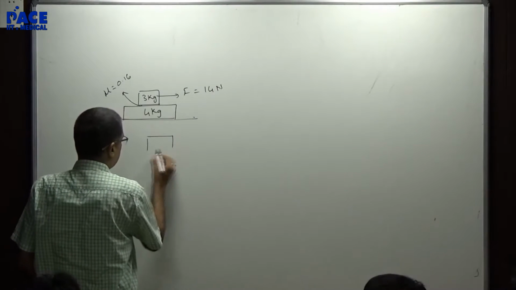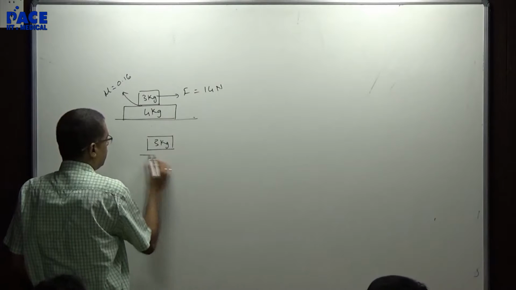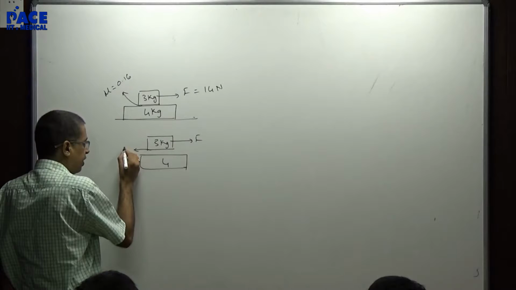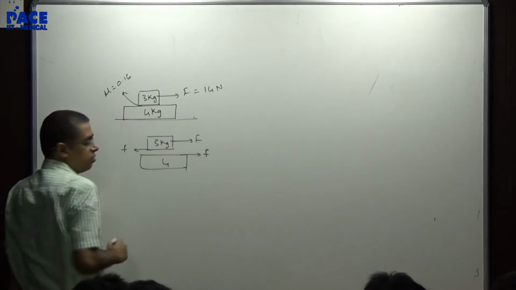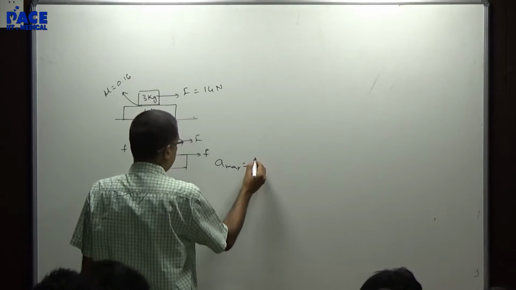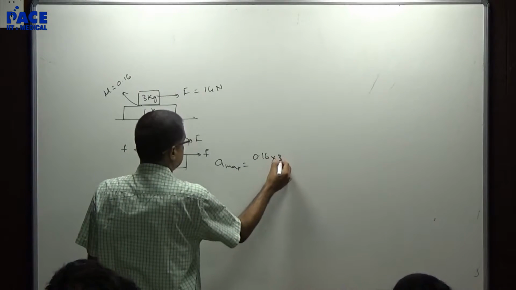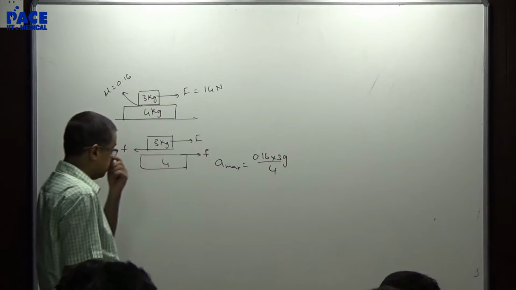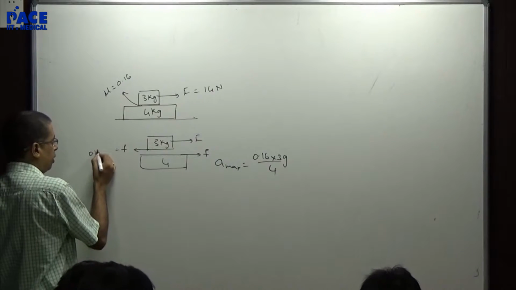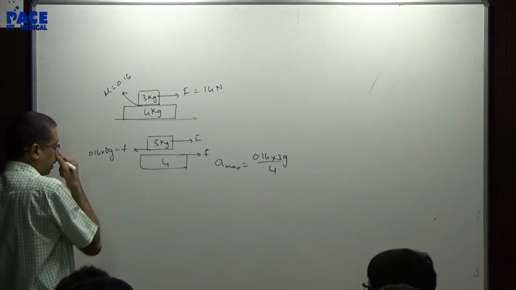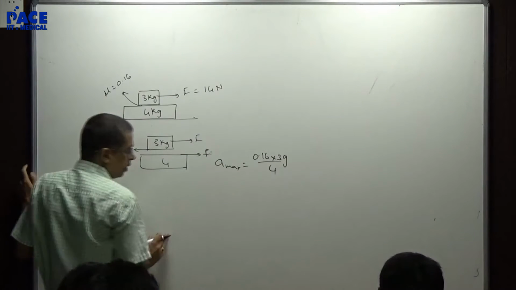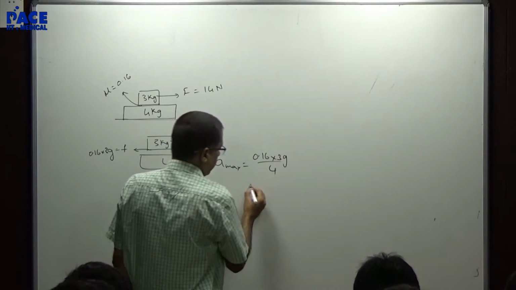Here when you draw the free body diagram of the 3 kg block and the 4 kg block, when I am pulling this, friction will act on this, and friction will act on this way. A maximum I will calculate for this. A maximum will be 0.16 into 3g divided by 4. Frictional force will be 0.16 into 3g. Right? The reaction of that will be 0.16 into 3g. By the way, how much is this?